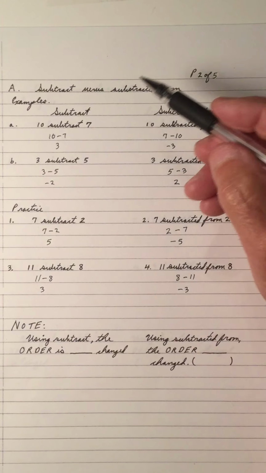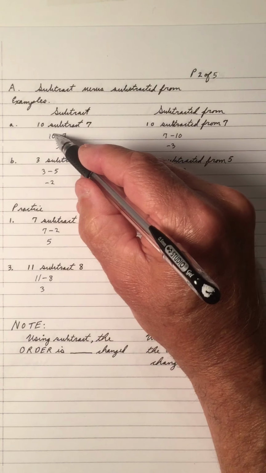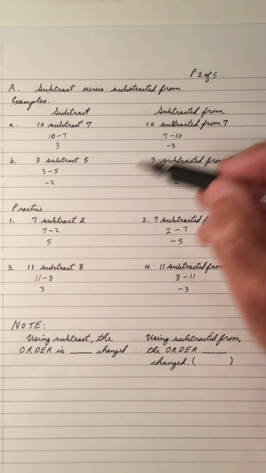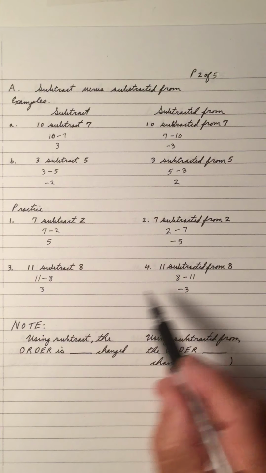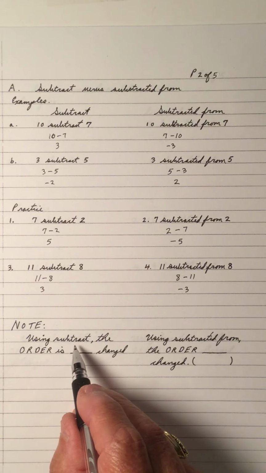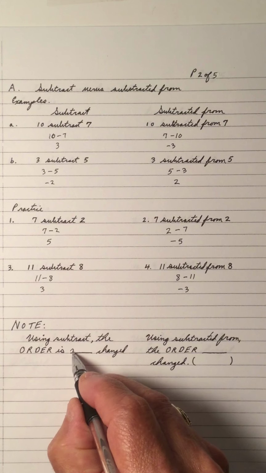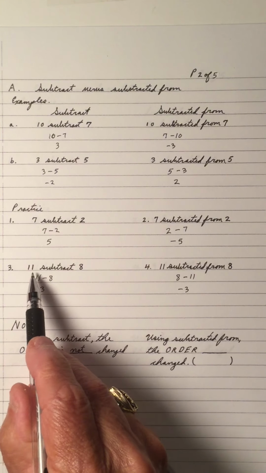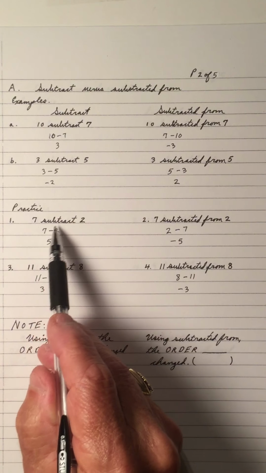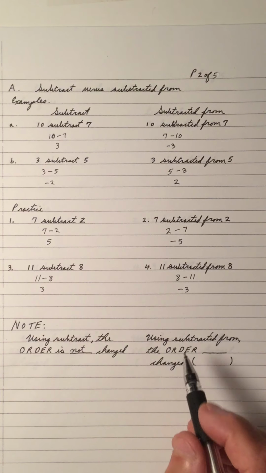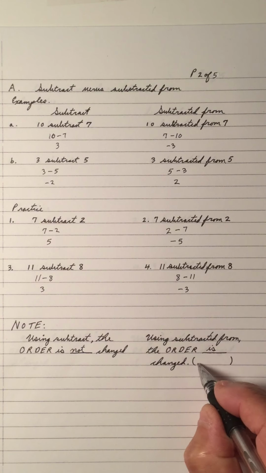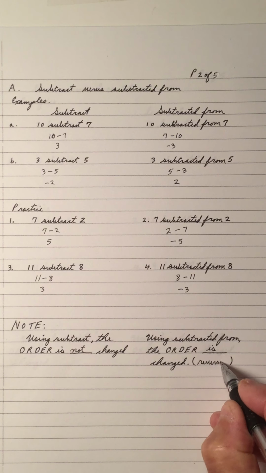I don't know if you noticed, but with subtract and subtracted from, notice that 10 subtract 7 and 7 subtract 10, 11 subtract 8 and 8 subtract 11, they're reversed. Note, using subtract, the order is not changed. It's just 7 subtract 8, 11 subtract 8, 7 subtract 2, keeping the order as it is. Using subtracted from, the order is changed, or we say reversed.